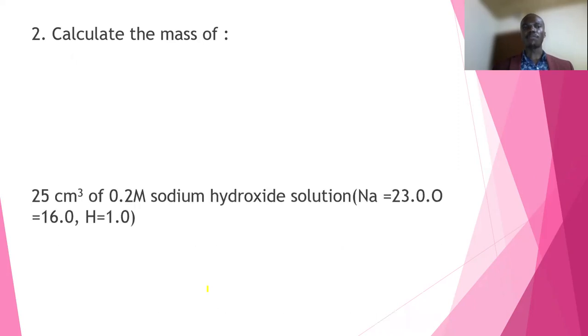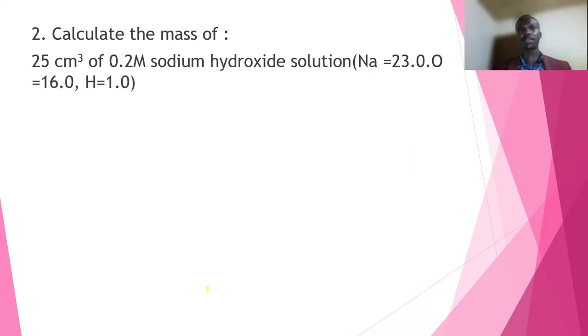Very good. The question is to calculate the mass of this one. We have been told to calculate the mass. Now, if a question is given, identify what you have been given. For example, here, we have been given the volume. And also, we are to calculate the mass of 25 cubic centimeters of 0.2 M sodium hydroxide solution.